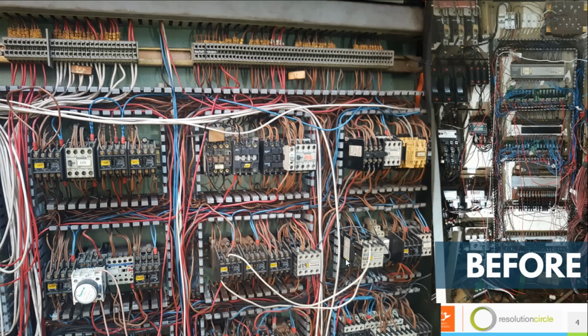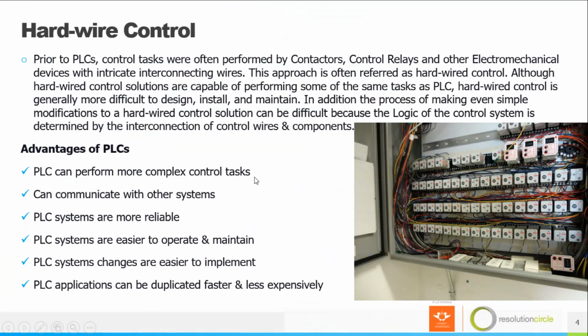Before PLC, this is how the control panel used to look. In this control panel, we can see we have a time relay, we have relays, we have contactors. Prior to PLC, control tasks were often performed by contactors, control relays, and other electromechanical devices with intricate interconnection wires. The approach is often referred to as hardwired control.